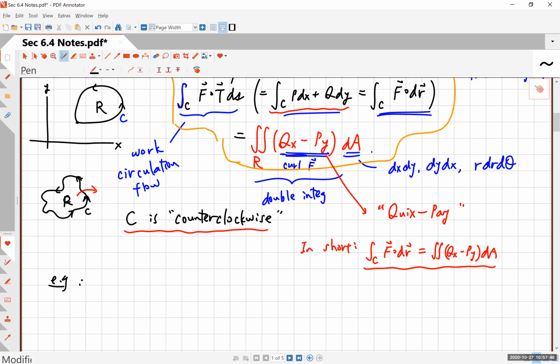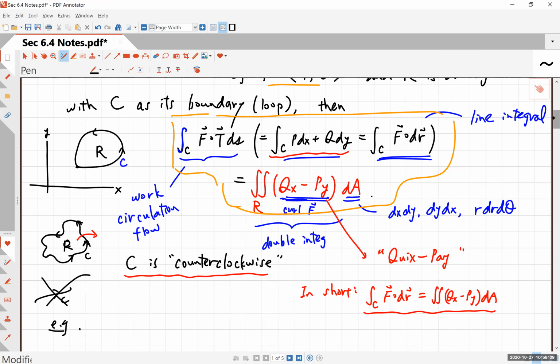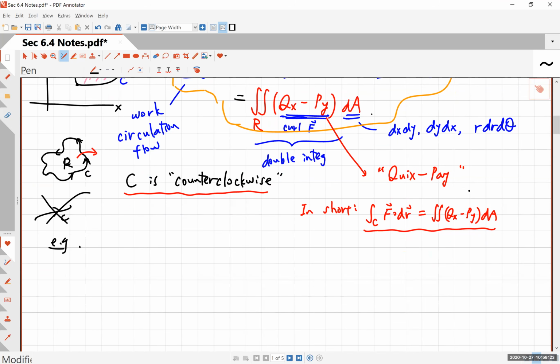And by the way, you notice here, if this is only a line integral over a curve C which is not a closed loop, then you cannot apply Green's theorem. Green's theorem assumes that you have a closed loop. So it's very important that every time you apply Green's theorem, you must have a closed region R whose boundary is that curve C. Otherwise you cannot apply Green's theorem.